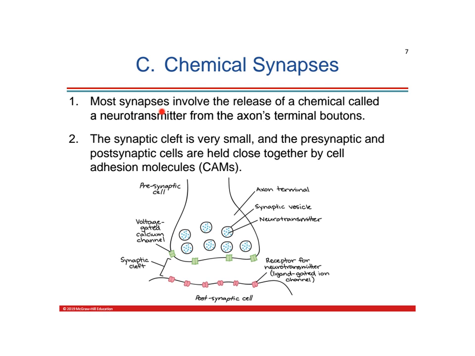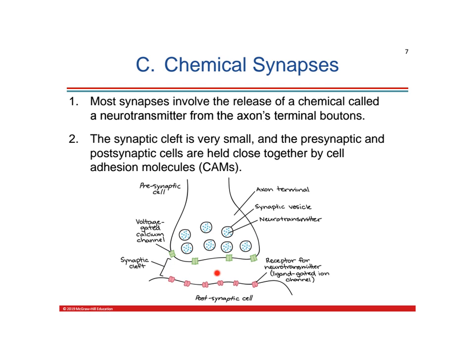So chemical synapses are also present in your brain and within other parts of your nervous system, such as the peripheral nervous system. Synapses involve the release of a chemical called a neurotransmitter from the axon's terminal bouton. The synaptic cleft is the space between this terminal bouton or axon terminal and the next neuron, which is the postsynaptic cell. It could be a muscle cell here.